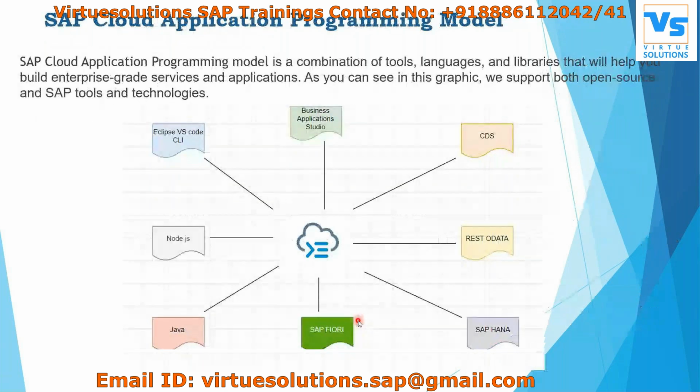Okay, so the SAP Cloud Application Programming Model is a combination of tools, languages, and libraries that help us develop enterprise-grade service applications. With CAPM, you can use Java technology or Node.js to develop the business logic. You can use SAP Fiori as a front end. You can connect to the HANA DB. You can develop APIs, OData services, and CDS views. You can develop CAPM applications in Visual Studio or Business Application Studio. Is it clear?